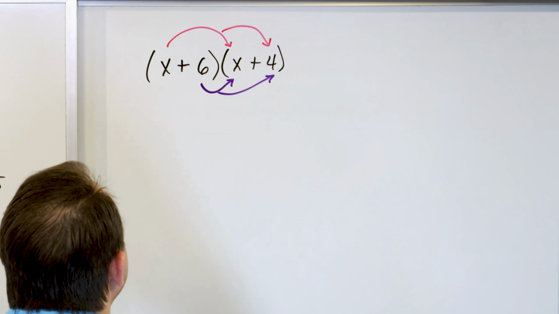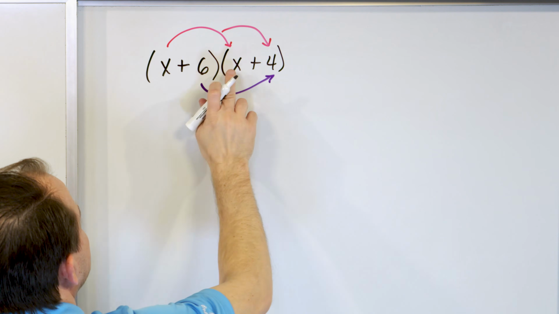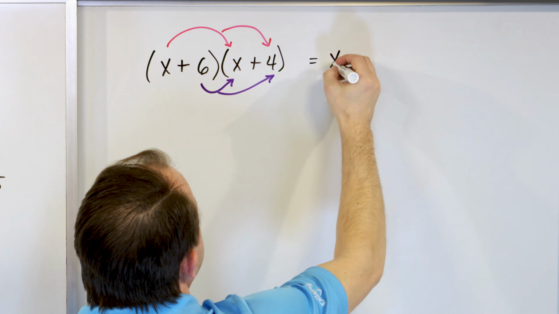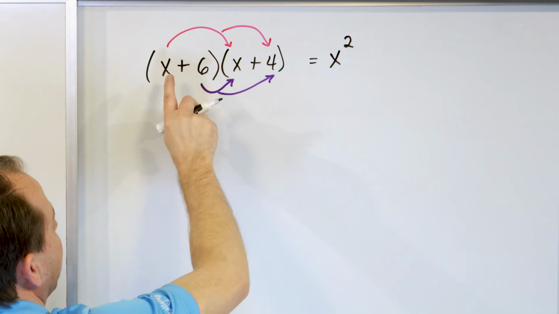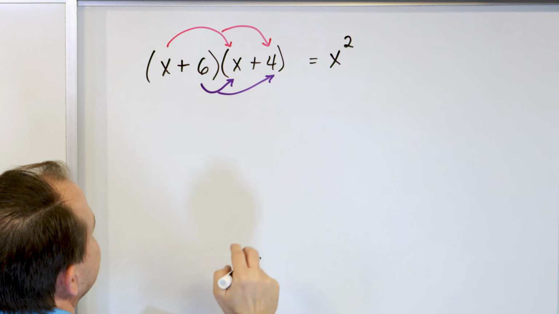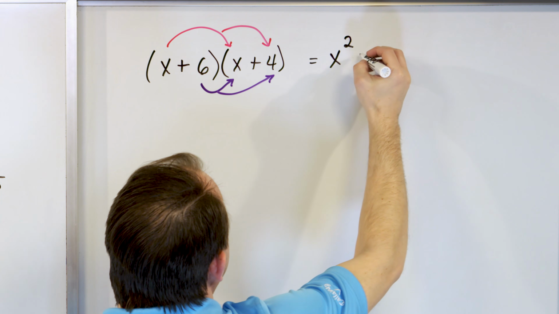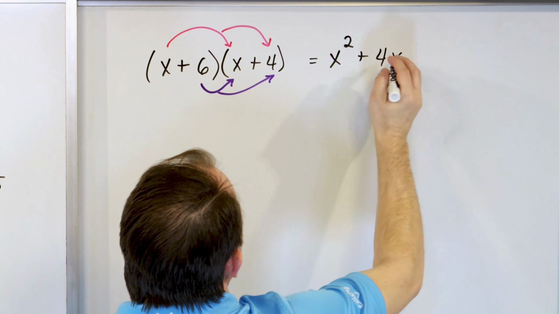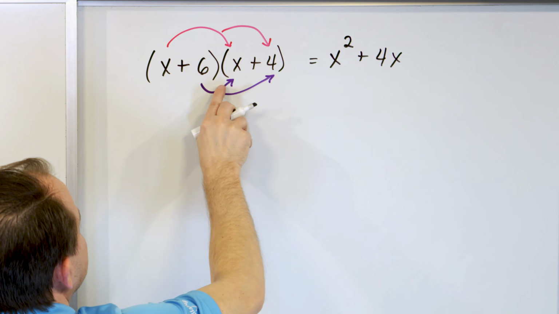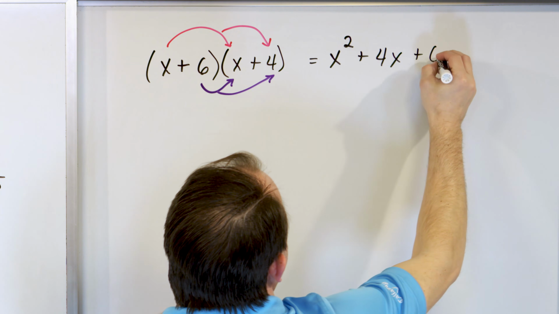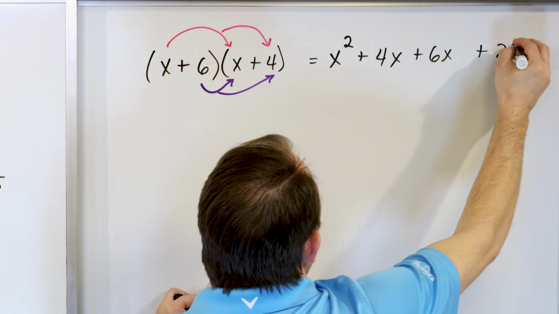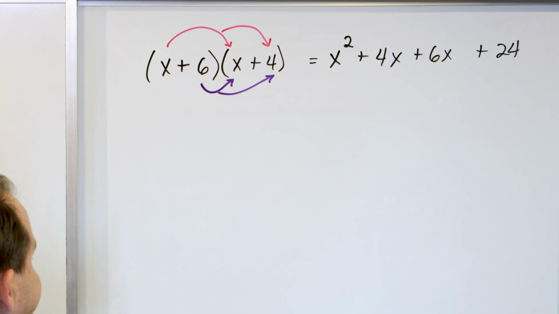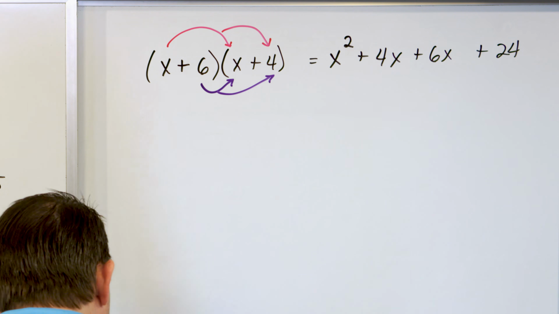So when we do the first guy, x times x will give me x squared. And then x times the other guy over here, x times 4, is 4x. Then we have the 6, the second term, times x, which gives you 6x. And then 6 times 4 is 24. Let me just double check I didn't make any silly mistakes so far. All right, notice what we've done.